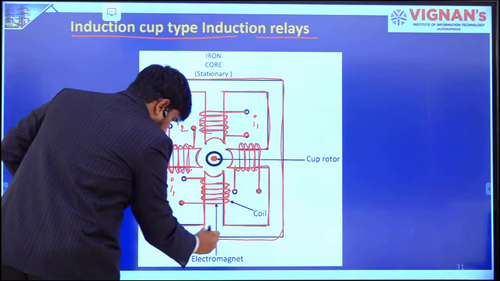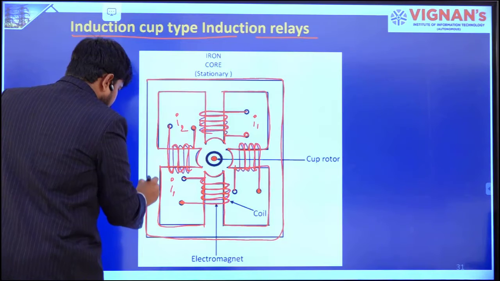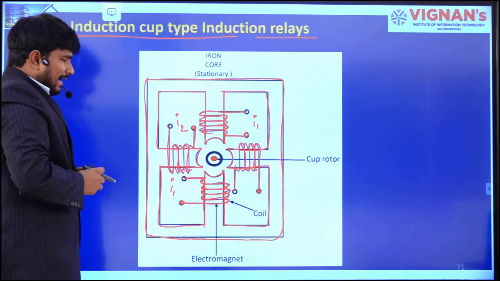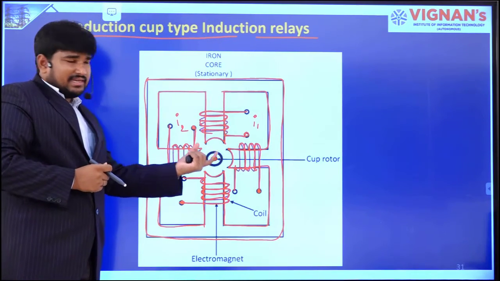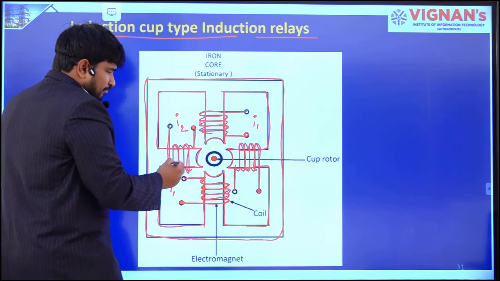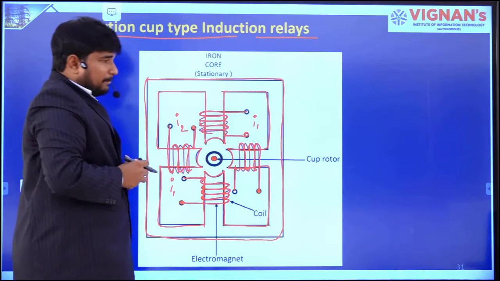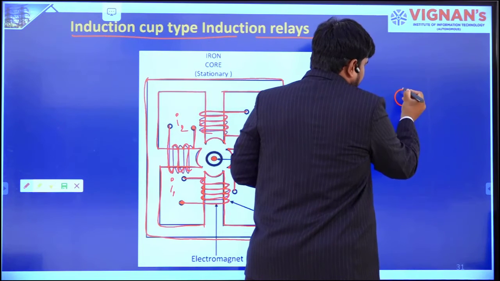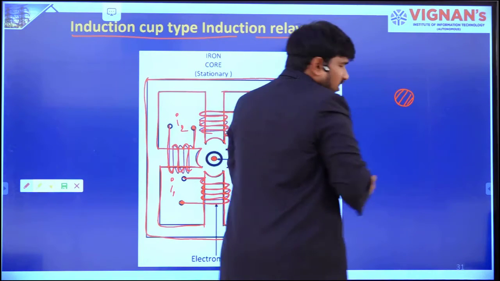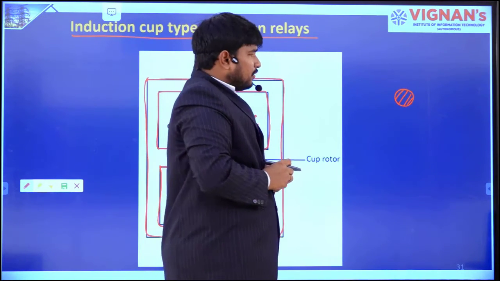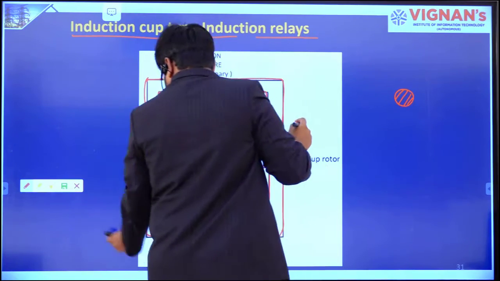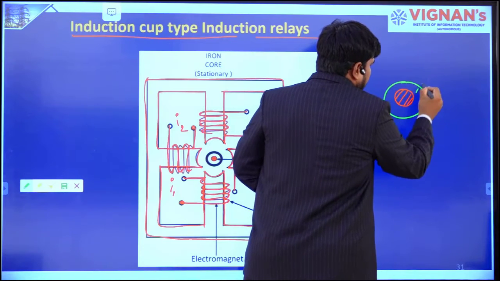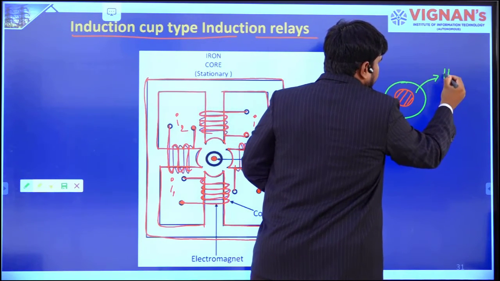Outer side is iron core. This is the iron core and this is the electromagnetic core, right? So inside this core we will place a cup type rotor. Cup type rotor, like for example, I will take a constant iron shaft inside a rotor, and above this I will place an aluminum cup, a hollow type aluminum cup.